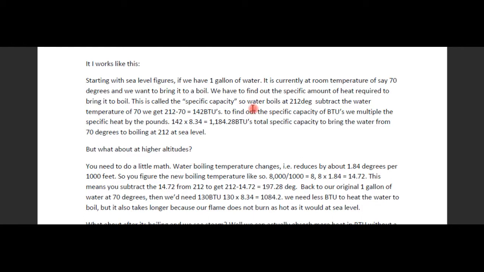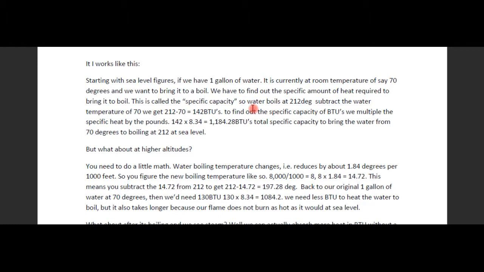You'd need to do a little math, because the water's boiling temperature changes. It reduces by about 1.84 degrees per 1,000 feet. You figure the new boiling temperature like this. If you're at 8,000 feet, you divide 8,000 by 1,000 and get 8. Multiply 8 by 1.84 and you get 14.72. You subtract the 14.72 from 212 to get 197.28, or 197.3 degrees.